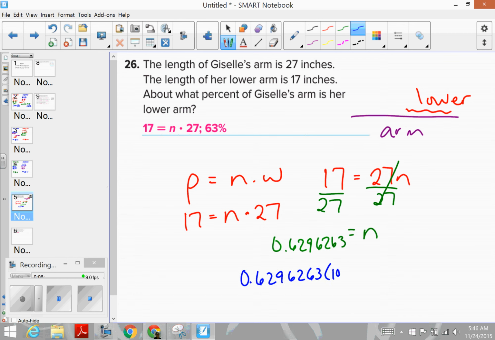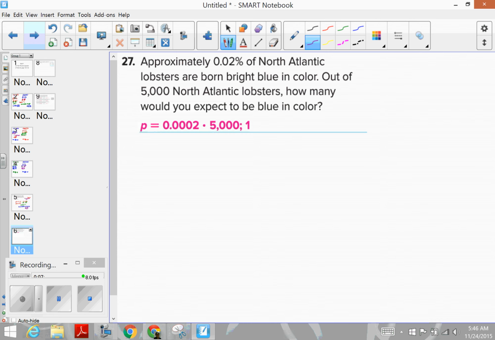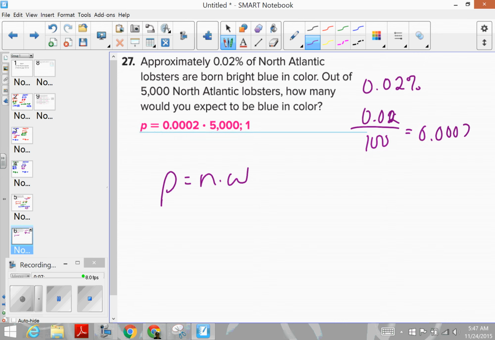All right. Number 27, approximately 0.02% of North Atlantic lobsters are born bright blue in color. Out of 5,000 North Atlantic lobsters, how many would you expect to be blue in color? Okay, so P equals N times W. Let's turn 0.02% into a decimal by 0.02 over 100. And that's going to equal 0.0002. So that's your percent times our 5,000. And that equals one. One lobster.